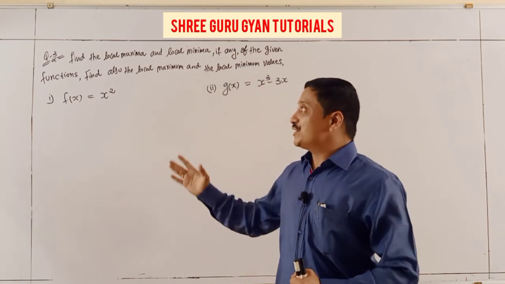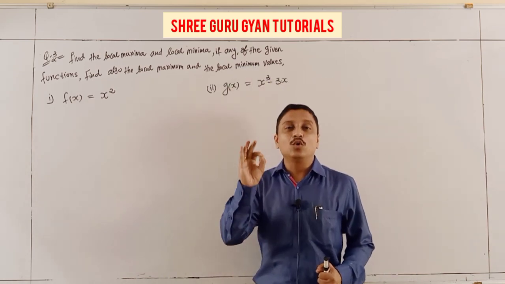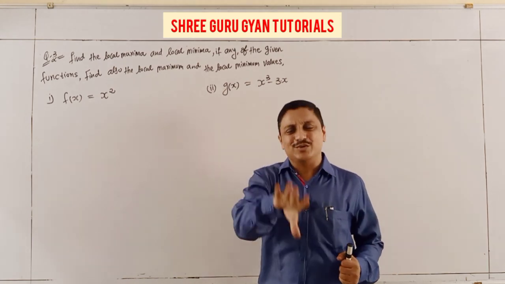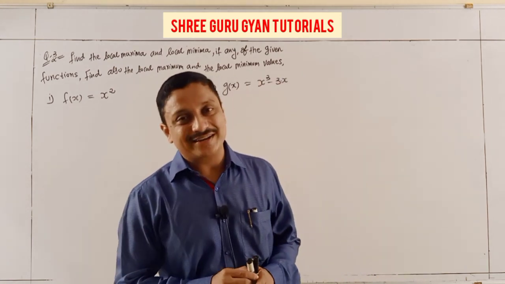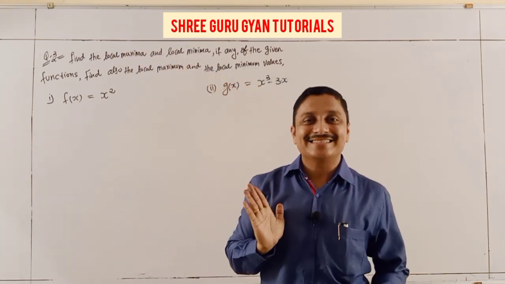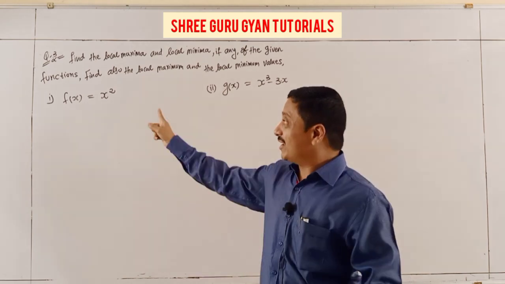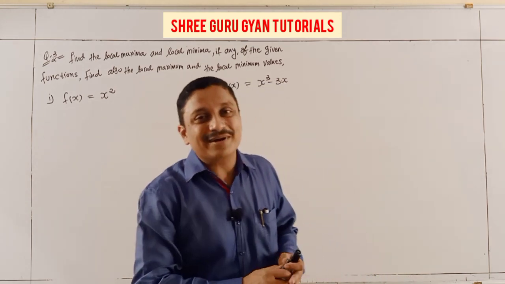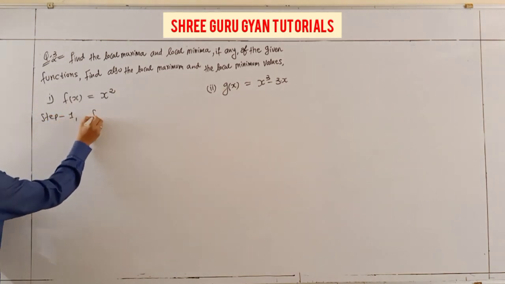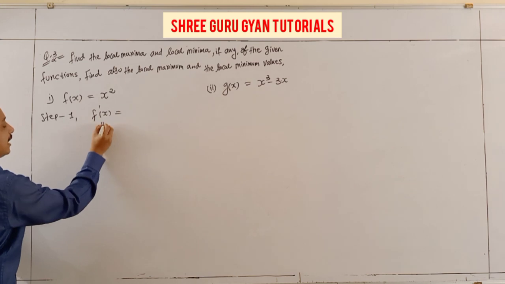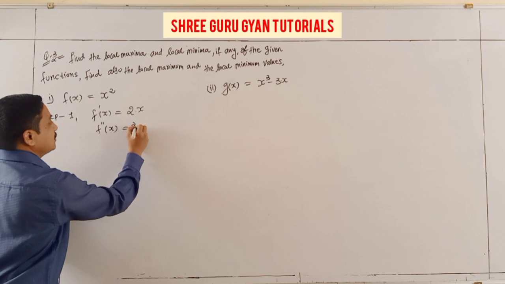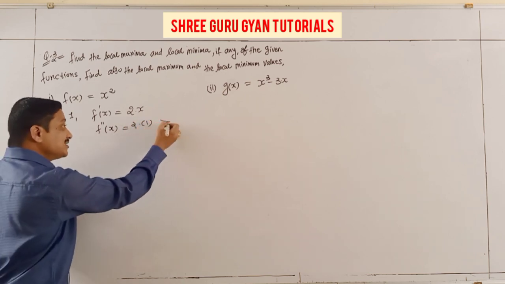Now continue students, question 3. Find local and global maximum and minimum values. Yes, I have written 2 questions. They are very easy questions. First, f(x) equals x square. You know that students, x square is a parabolic curve. Its minimum and maximum at x square, x equal to 0. But I am going method wise. Students, my method is what? Step 1. f dash x and f double dash x. Here 2x. Here 2 into 1. It's always greater than 0.